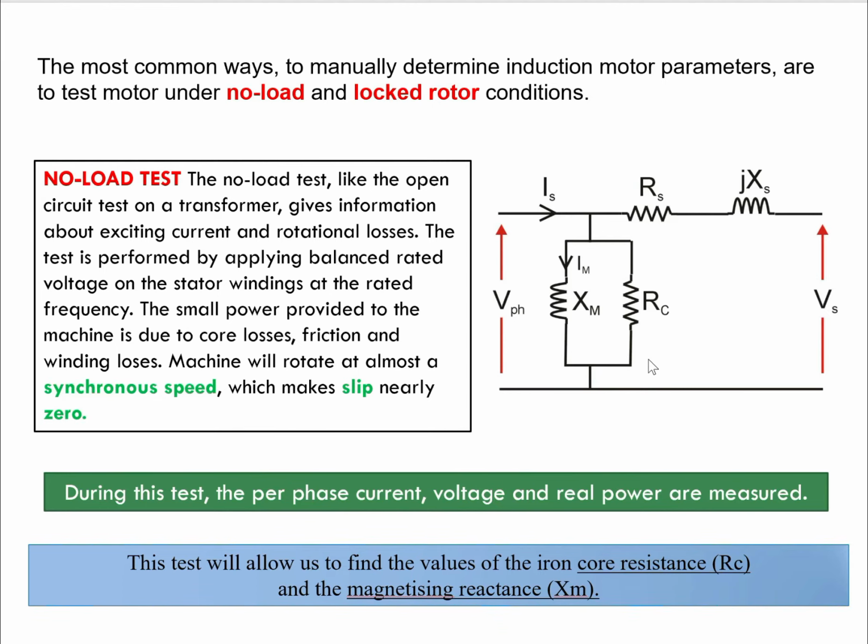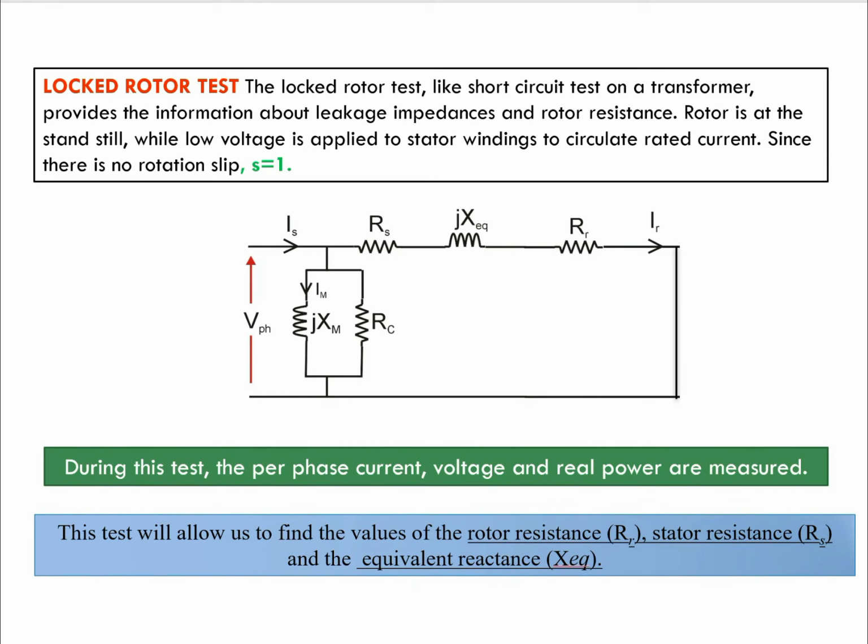What can we obtain when we perform this no-load test? We can obtain the per-phase current, voltage, and the real power. And these values will allow us to calculate the core resistance RC and the magnetizing reactance XM, which are these components over here. On the other hand, the locked rotor test, in this case, we would short circuit this end as we do in a short circuit test in a transformer.